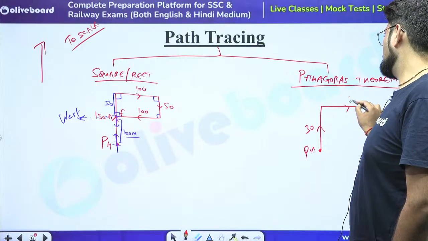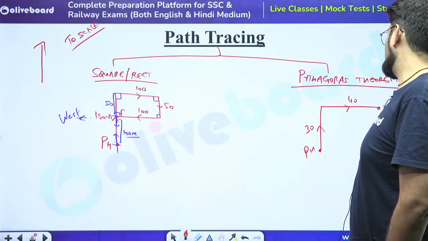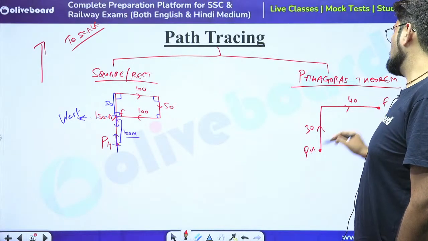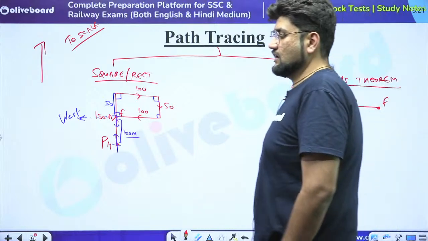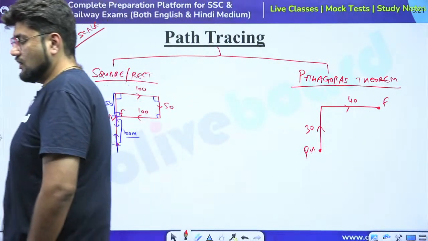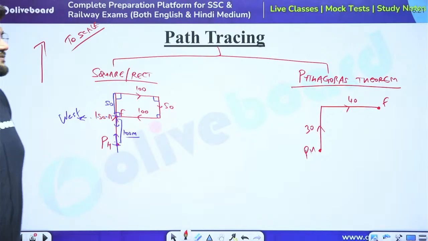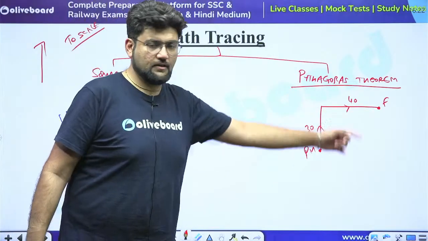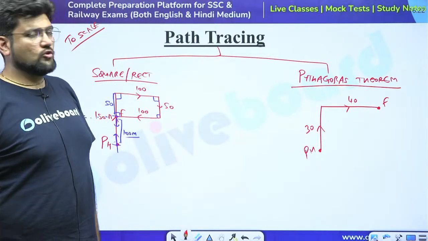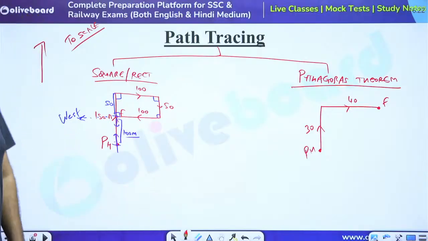Okay. And he stops here. This is the final point. Now they are asking you what is the distance between his house and the final point. A lot of newcomers mark 70 as the correct answer, that the distance is 70 meters, 30 meters, 40 meters. Those who are seasoned, they already know what is the answer here.